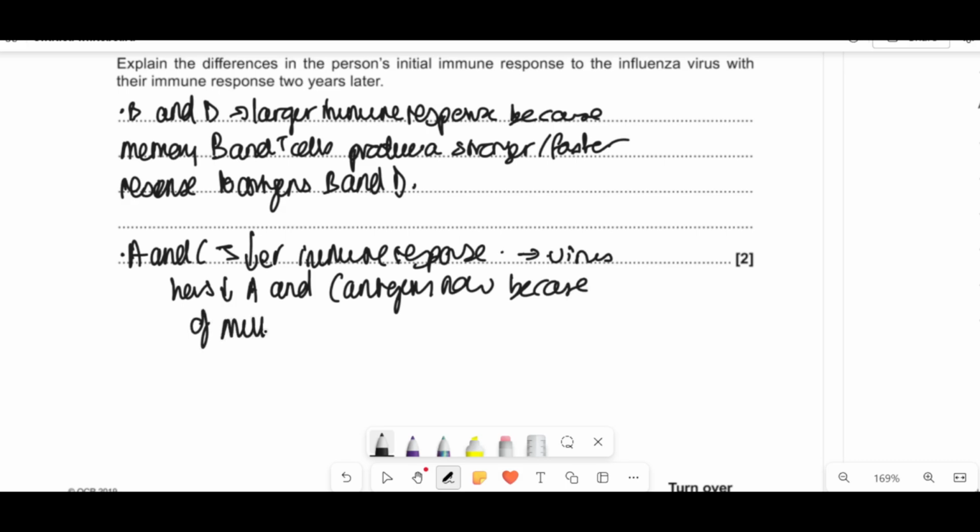Because when you have mutations, you're changing the base sequence, right? If you change the base sequence, you have different codons, you have different amino acids, you have different mRNA, different translation of it, and then you get different proteins. So that must be the explanation there.